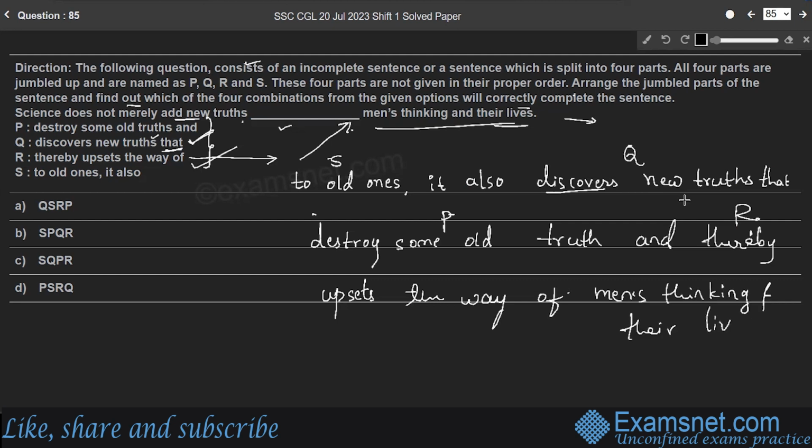Therefore, to complete the sentence, the order of the phrases P, Q, R and S should be S, Q, P, R, right? So S, Q, P, R. Thereby, we can get a complete, meaningful sentence. Therefore, S, Q, P, R, option C is the right answer.